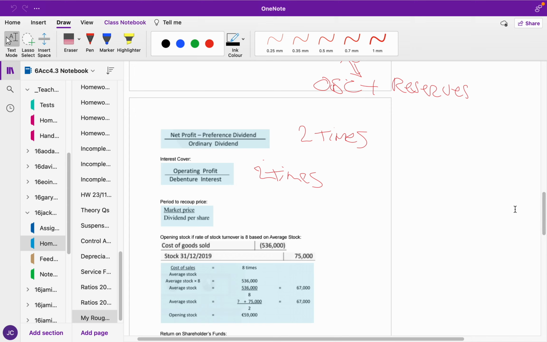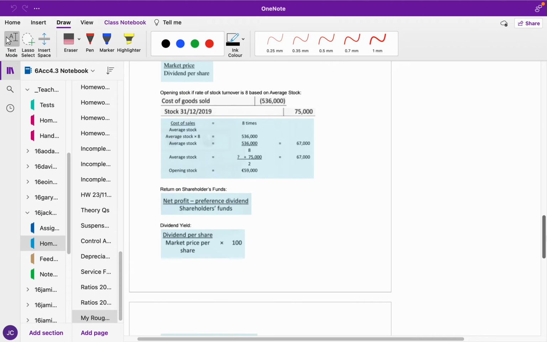Okay, so the rest of that, I presume, is straightforward. So this one here, you're trying to work out cost of sales over average stock. So that's stock turnover. Now there is no target figure here. It depends on the industry you're operating in.